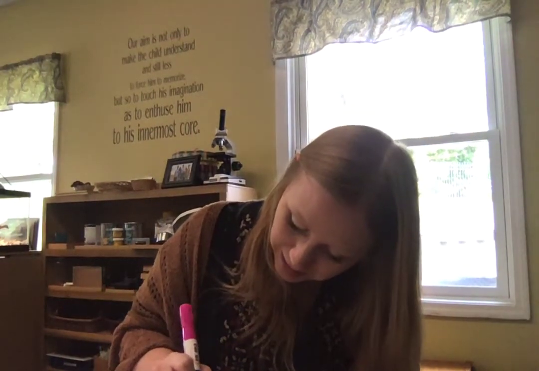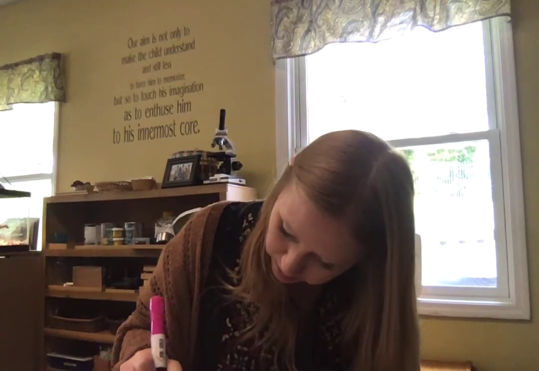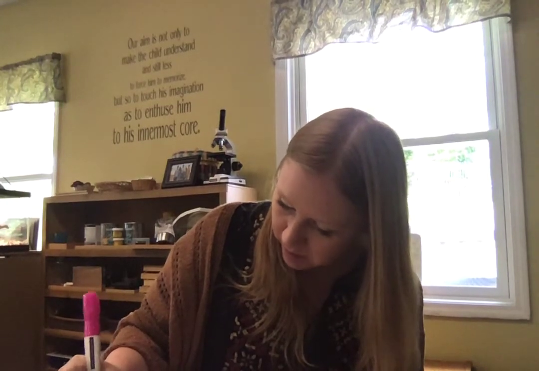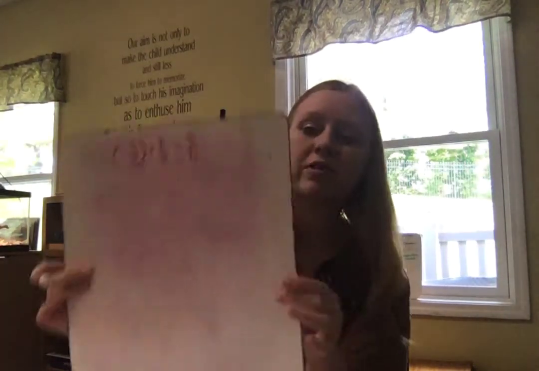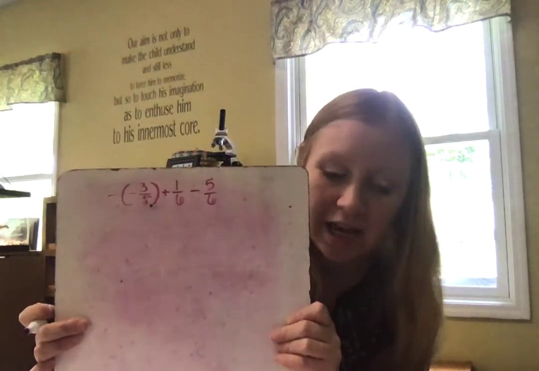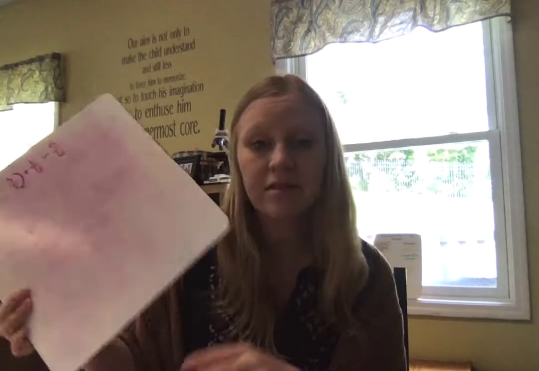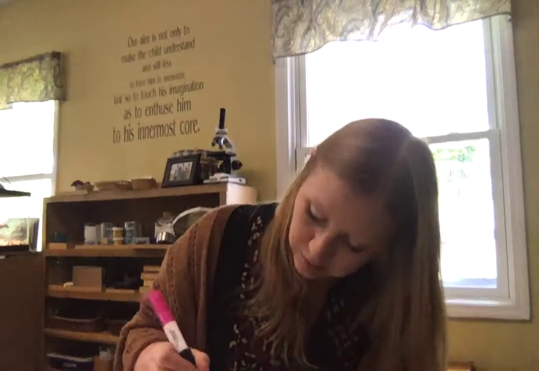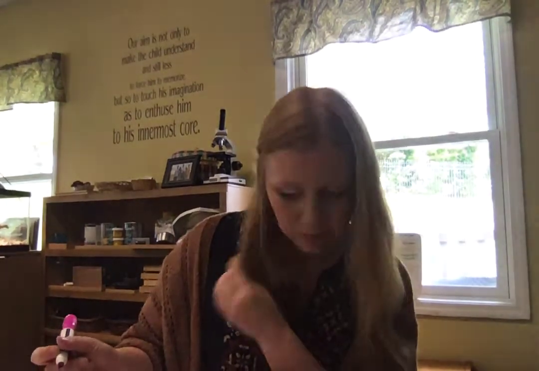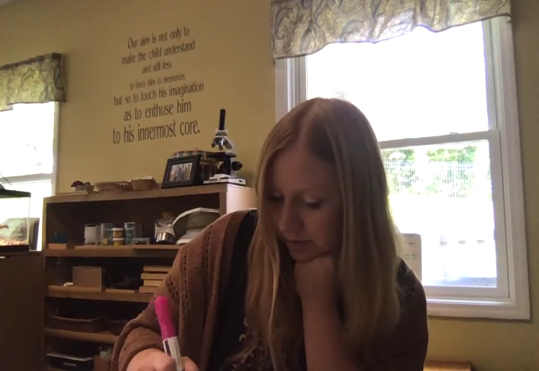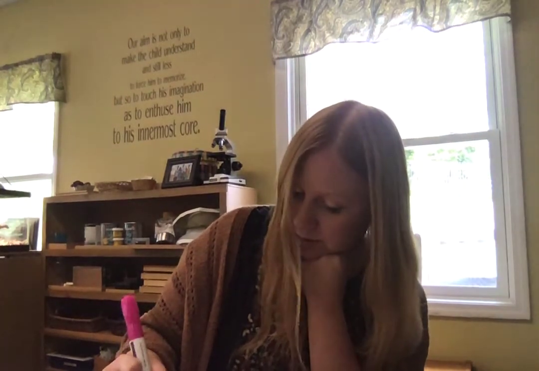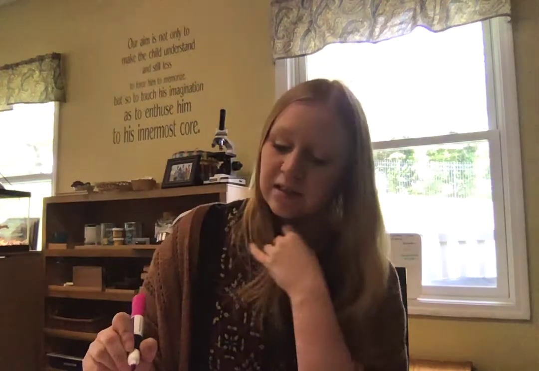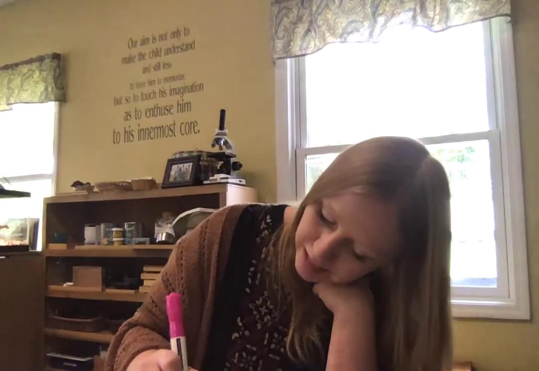So I have negative 3/8 plus 1/6 minus 5/6. So first thing I need to find is a common denominator between 8 and 6. So do you know what the common denominator between 8 and 6 is? It's 24. So a negative times a negative is a positive. So I'm just going to go and turn that into a positive. Something 24ths plus something 24ths minus something 24ths. So from 8 to 24, we have 3. 3 times 3 is 9.